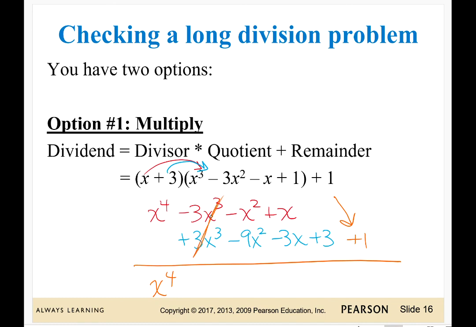Notice the x cubes go away, which is good because our original term, our dividend, did not have an x cubed. That would be minus 10x squareds. Add those together, it'd be negative 2x, and then 3 plus 1 is plus 4. So there is our original dividend back again. So don't be afraid of the check.